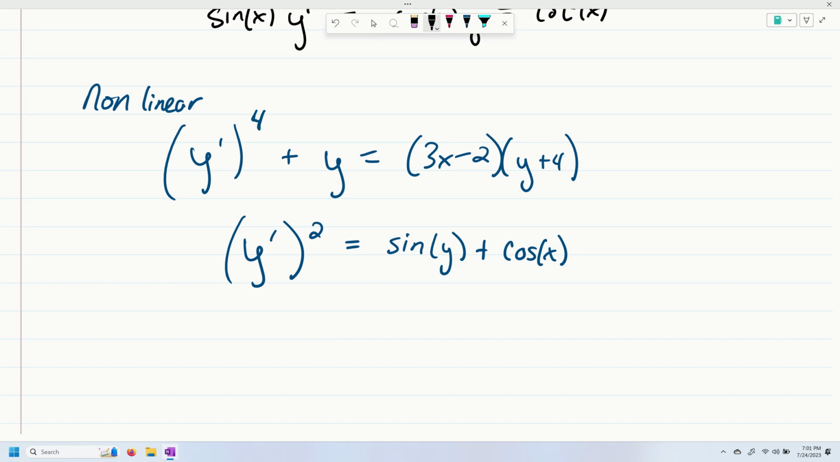Now, hopefully you could see why these are nonlinear. The big reason in the first one is right here. You have a first order differential, y prime, but it's raised to the fourth power. So that's no longer linear. Think about what a linear equation is in algebra. A linear equation is when the exponent is raised to the first power. Same thing here. Our differential is raised to the fourth, therefore it's nonlinear.